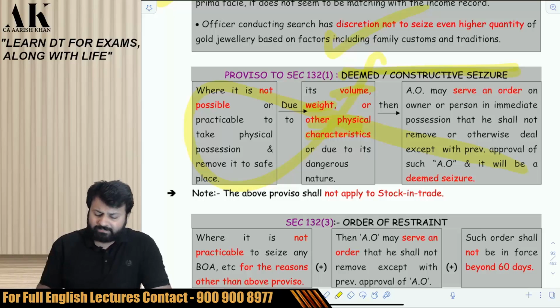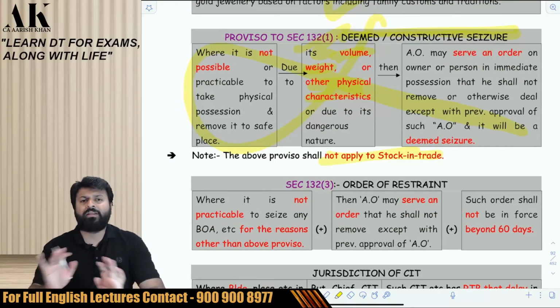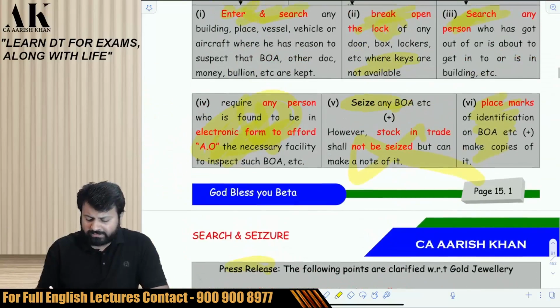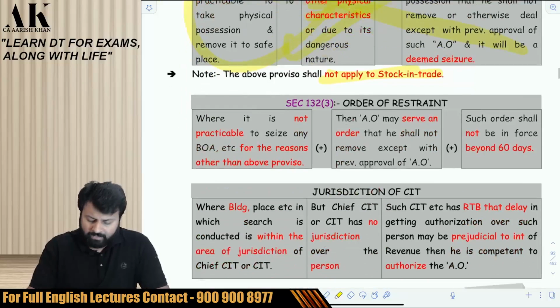Again, the deemed seizure concept is not applicable for what? Stock in trade. It is only applicable for other than stock in trade. Stock in trade is not possible to be seized. Even normal seizure is not possible of a stock in trade, then forget about the deemed seizure of stock in trade. Okay. Then order of restraint.